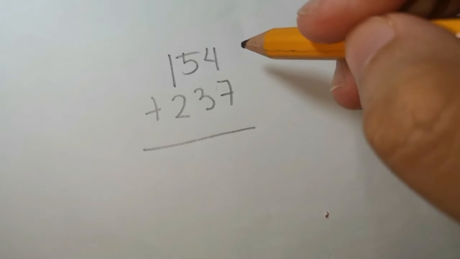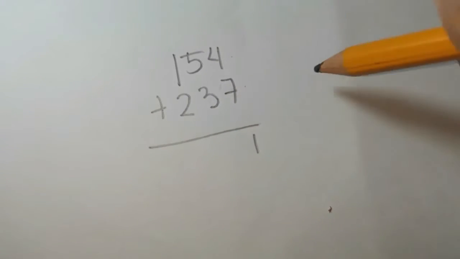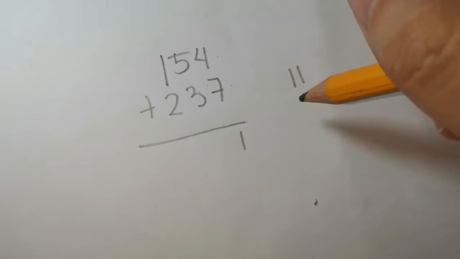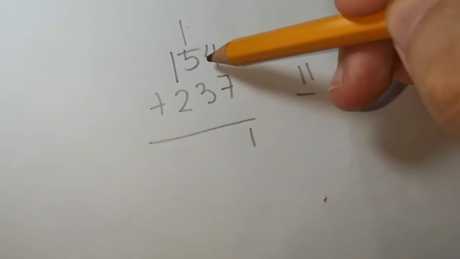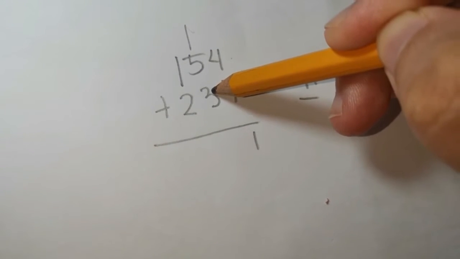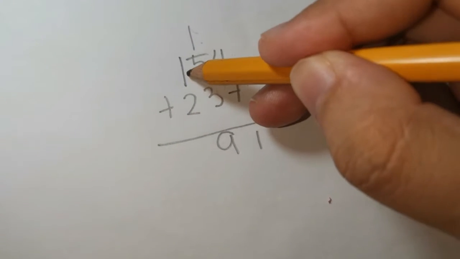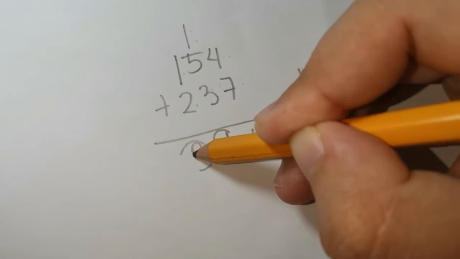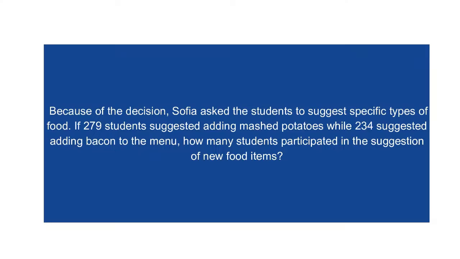So first we add the ones. So 7 plus 4 equals 11. Since we cannot put two digits at the ones place, we will regroup the other one to the tens place. So 5 plus 3 equals 8, plus 1 equals 9. And 1 plus 2 equals 3. So the answer is 391 students who agreed with the decision.